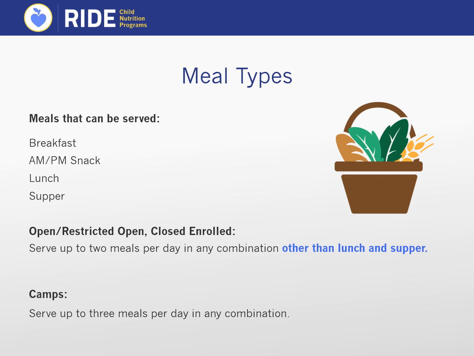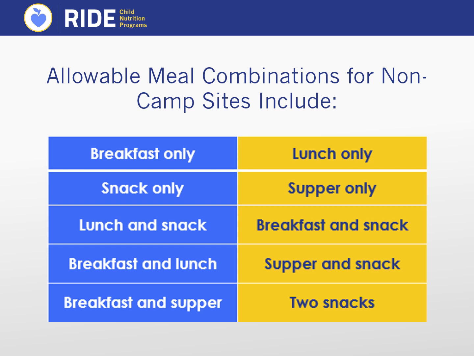For summer, you can elect to serve one of the following meal types: breakfast, AM or PM snack, lunch, or supper. Any combination of two meals aside from lunch and supper can be served together at either open or closed sites. Camps are able to serve up to 3 meals a day in any combination. This slide shows examples of the different meal service combinations that non-camp sites can elect to implement. You are limited to a total of 2 meal services per day, with the exception of combining the lunch and supper meal services, which was mentioned on the previous slide.